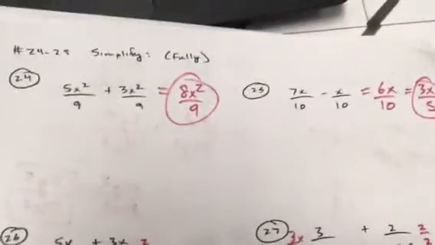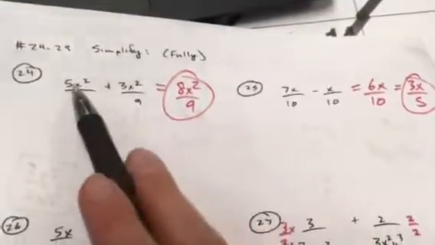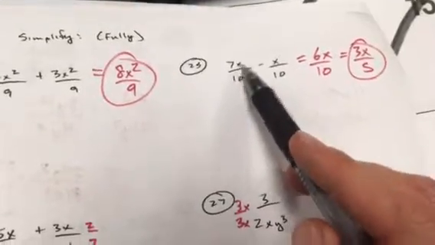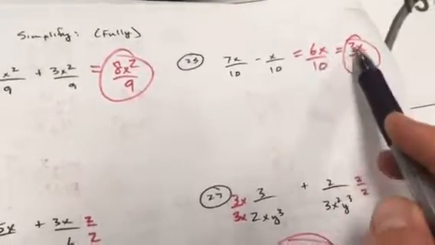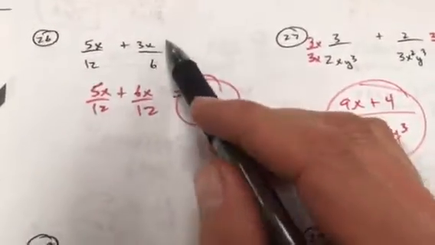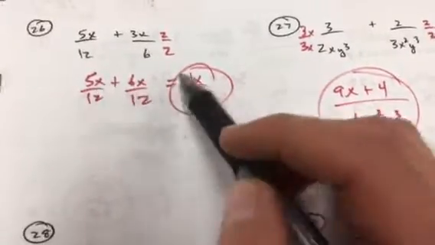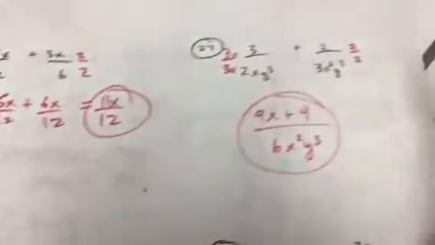You can only add or subtract fractions when you have the same denominator. You do, so simply do 5 plus 3 and attach the x squared. Simply do 7x minus 1x, that's 6x over 10, which is 3x over 5. You do not have the same denominator in 26, so give it a 2 over 2. That makes it 6x over 12. When you add 5x over 12, you get 11x over 12.